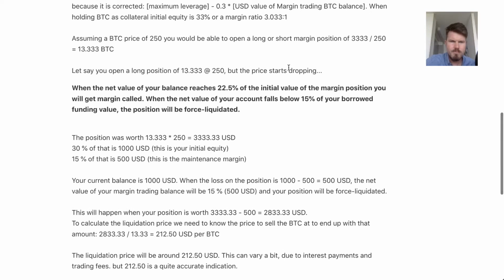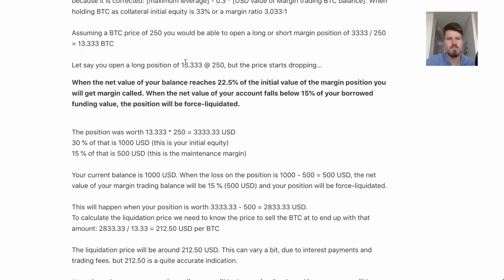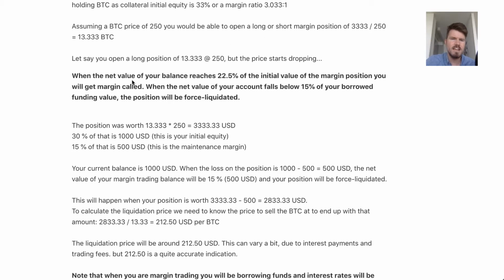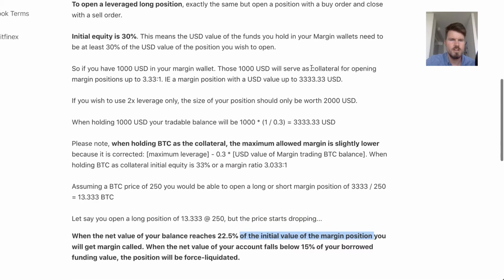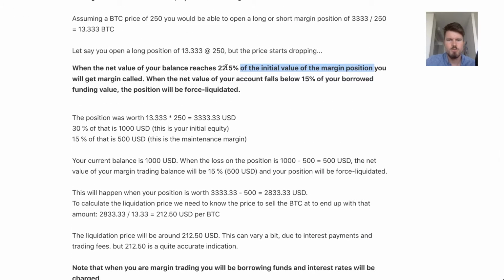Now, let's say you open a long position of 13.33 at 250 US dollars and the price starts dropping. You start with 30%. However, when the net value of your balance reaches 22.5% of the initial value of the margin position, you will get margin calls. When the net value of your account falls below 15% of your borrowed funding value, the position will be force liquidated and all your money is lost.